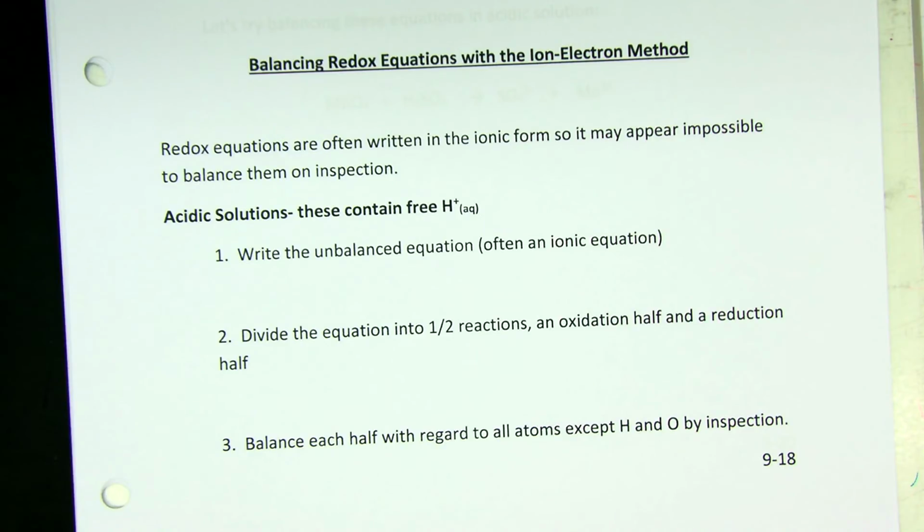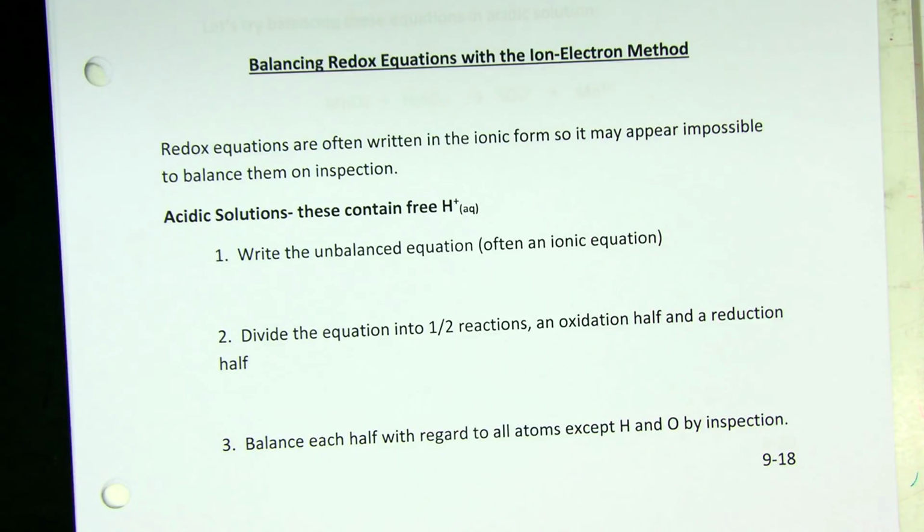So we're going to talk about how to balance these redox equations, because redox equations are often written as ionic equations, and when you look at them, you cannot balance them easily by inspection. You have to really work at balancing these things. So we have this method, the ion-electron method, because we have ions and because we use electrons.